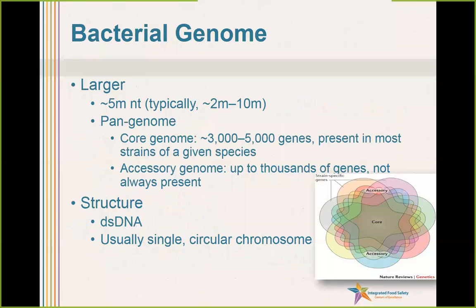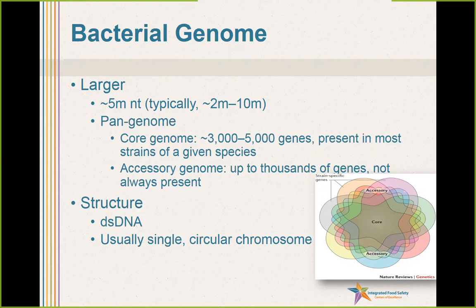Bacterial genomes, on the other hand, are larger, usually about 5 million nucleotides, and have a highly conserved core portion of about 3,000 to 5,000 genes that are present in most strains of a given species. There is also an accessory genome, which is made up of up to thousands of genes which are not always present. So what are accessory genes' function?